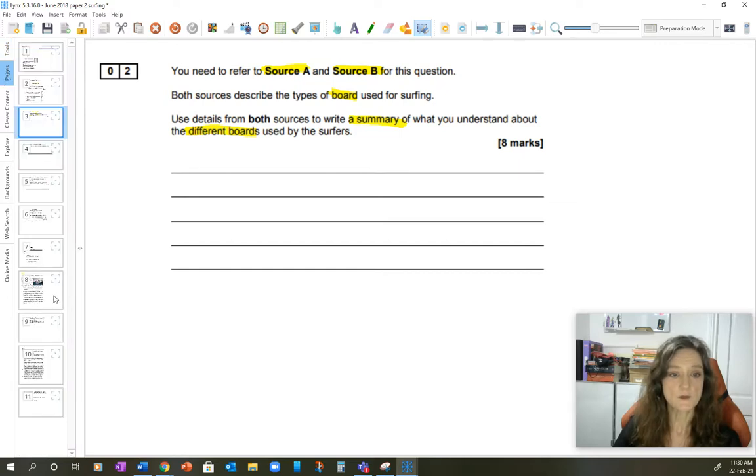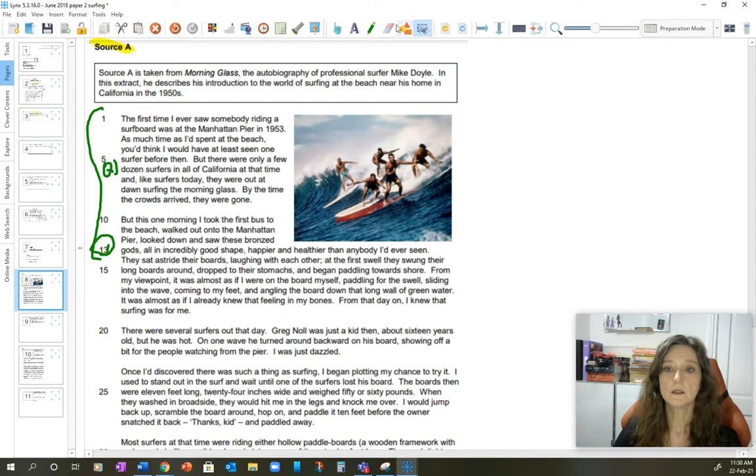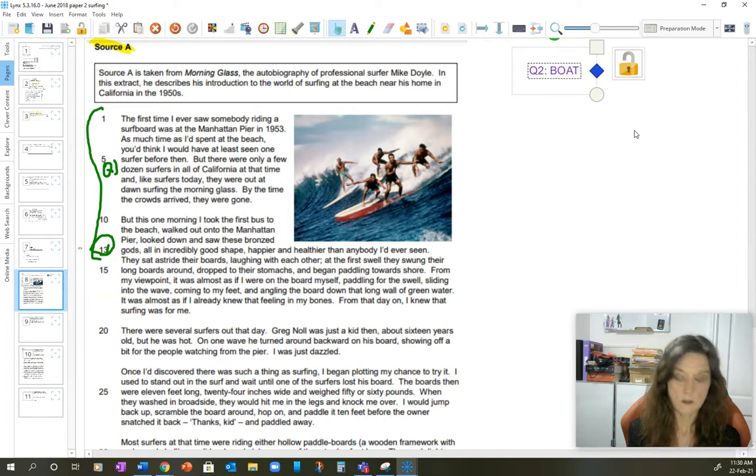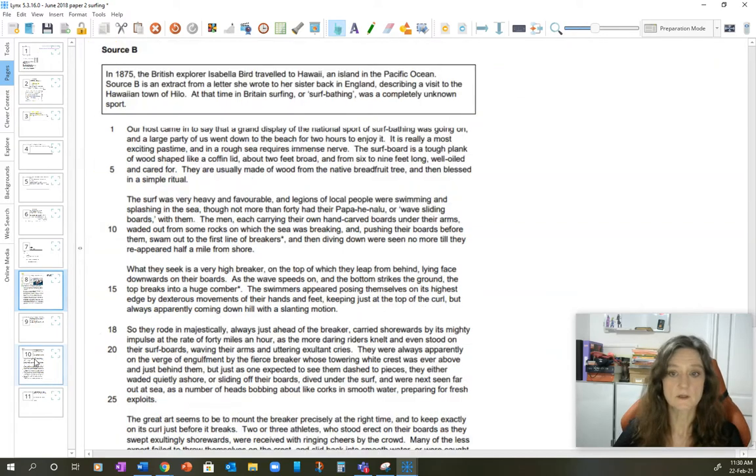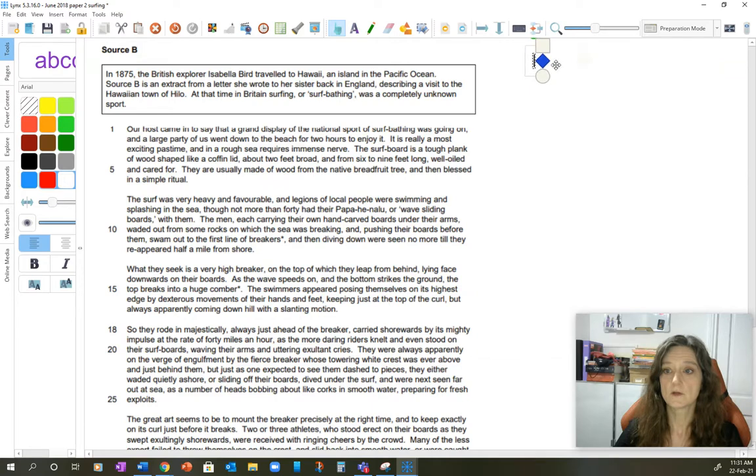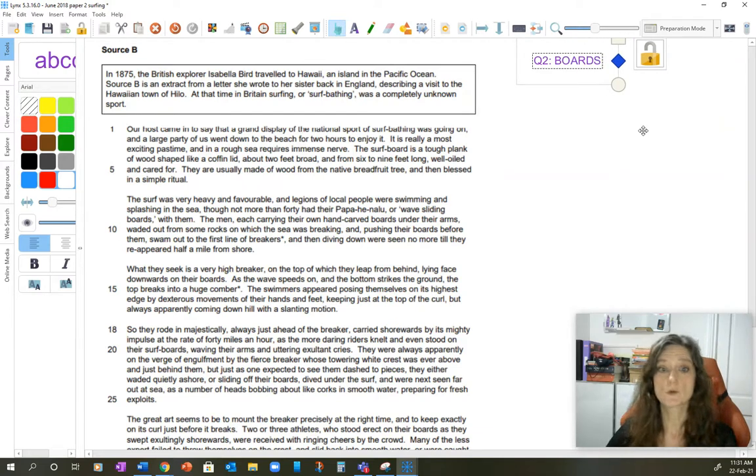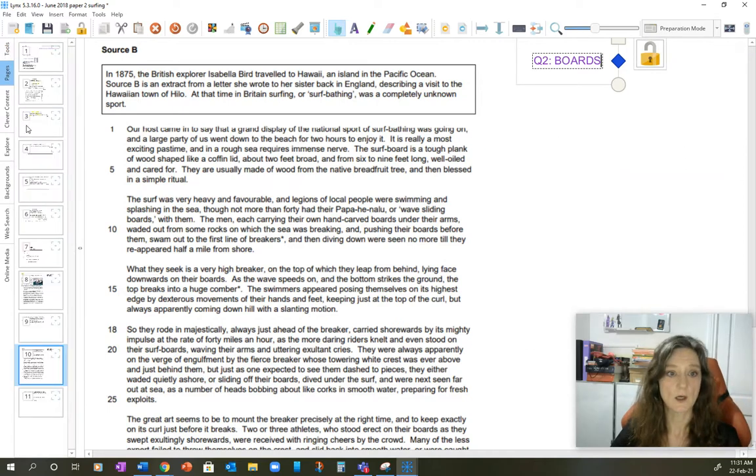So what I'm going to do is go back in here, and I'm just going to write Q2 boards. No, not boats, boards. Question 2, boards. That's what I'm going to focus on. I'm going to do the same thing over here. Q2 boards. So when I read through the sources, I know that that's what I really need to think about for my question 2.